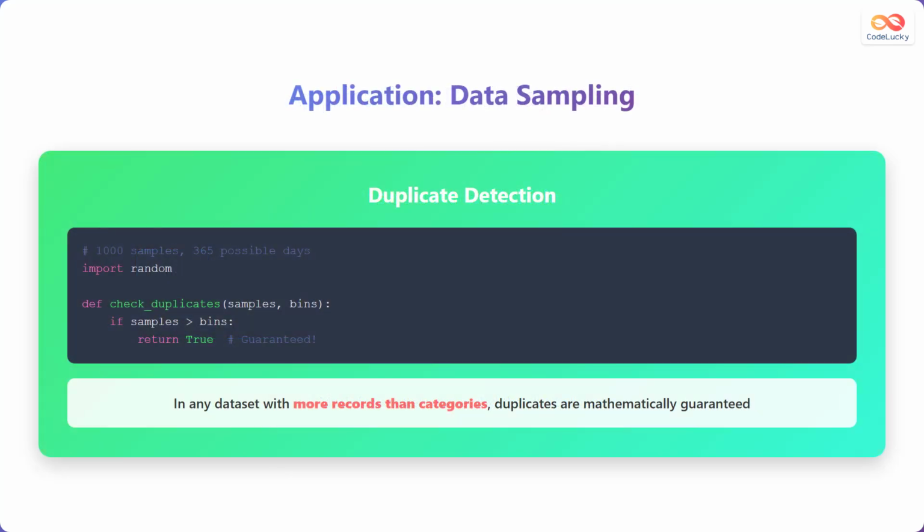Let's see an application of the principle in data analysis, especially in data sampling. Imagine that you need to detect duplicates in a data set. Let's use a code example using Python. We have 1,000 samples and 365 possible days in a year. We define a function check duplicates that takes samples and bins as input. If the number of samples is greater than the number of bins, then the function returns true, guaranteeing duplicates. This means that in any dataset with more records than categories, duplicates are mathematically guaranteed to exist.